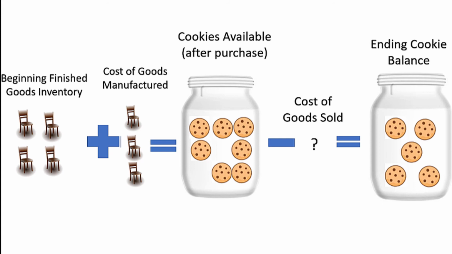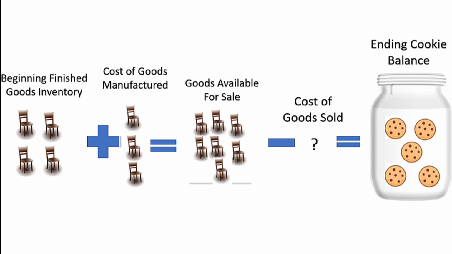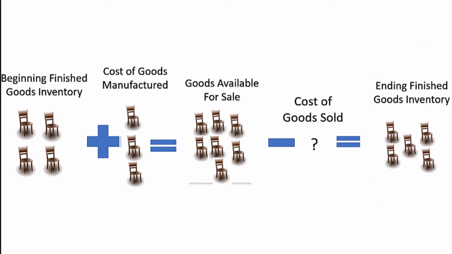In our example, it looks like 3 additional chairs got finished in the period, to add to the 4 that were already finished. This gives us the total cost of goods available for sale, kind of like the total number of cookies in the cookie jar before anything was eaten. The company had 7 chairs that were available to be sold during the period, which we got by adding 4 and 3 together. But as of the end of the period, there will still be some chairs that didn't get sold, the ending finished goods, just like there are some cookies left at the end of the day.